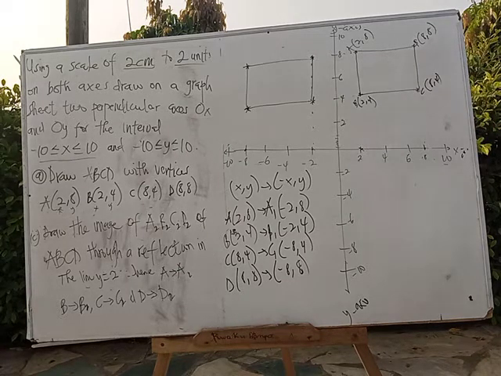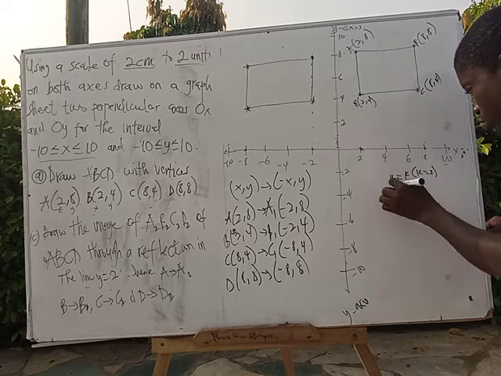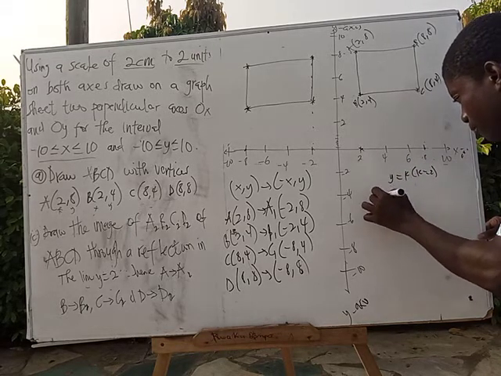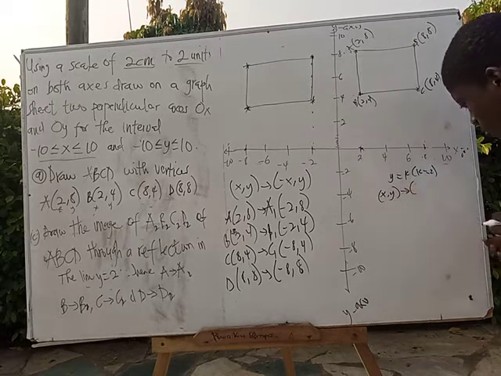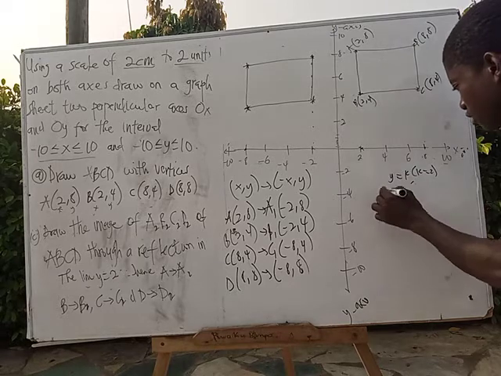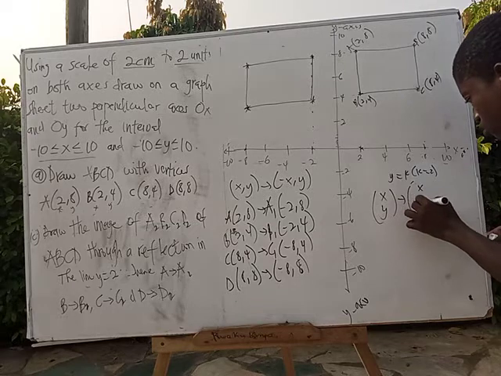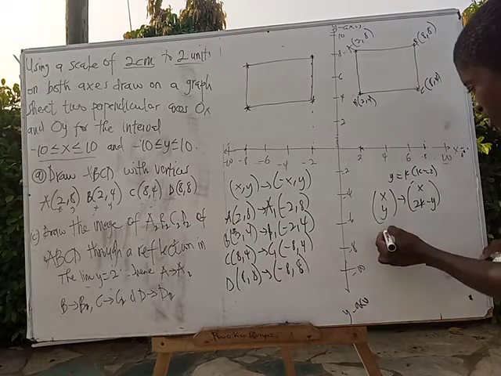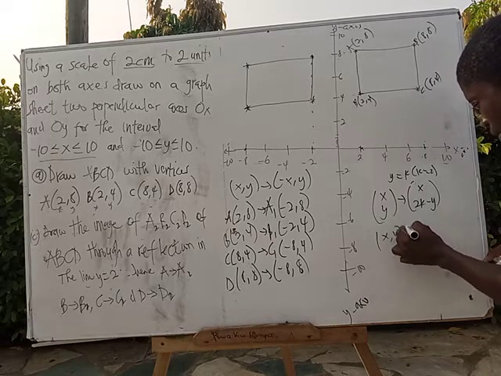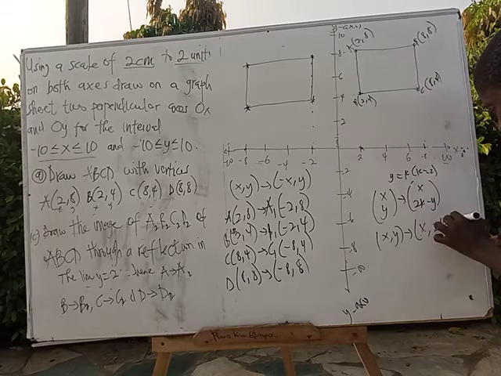So for reflection in the line y equals k, where our k is 2, our (x, y) maps to what? Let me write it here first. (x, y) maps to (x, 2k minus y). This is the formula. So the x stays, then 2k minus y.